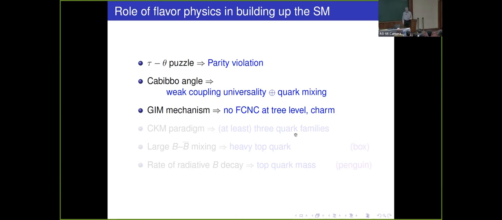We mentioned the GIM mechanism sometime. It was observed that K_L to pi does not happen. So there is no flavor changing neutral current at the tree level, and that led them to propose that there should be a charm quark, for which there was no experimental signature at that point of time.